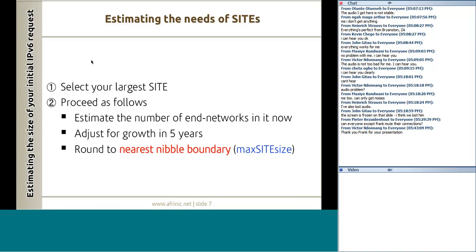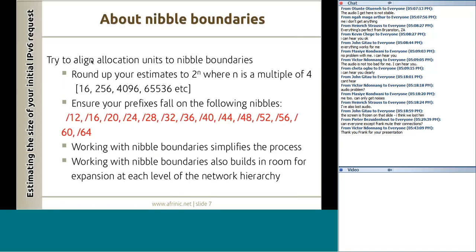You estimate the number of networks in the site right now, and a good estimate for that would be how many customers connect to that site. The site in this case would be a POP. How many customers connect to it now? And what are the growth projections to 5 years? And then you round that up to nibble boundaries.